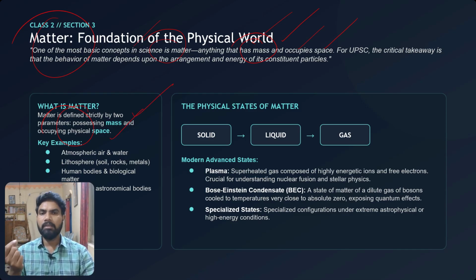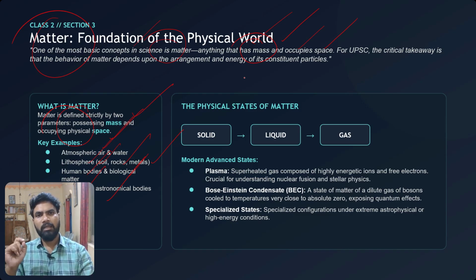Examples of matter: atmospheric air and water. Then the lithosphere of our earth, which contains soil, rocks, metals, is also matter. Then human bodies and biological matter, like plants, leaves, flowers, fruits, the human body, other animals' bodies, are also matter. Then planetary and astronomical bodies, like stars, planets, comets, and many other things in the universe, are all matter.